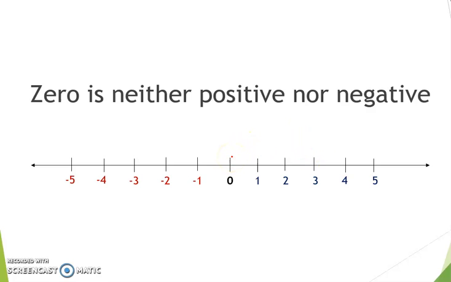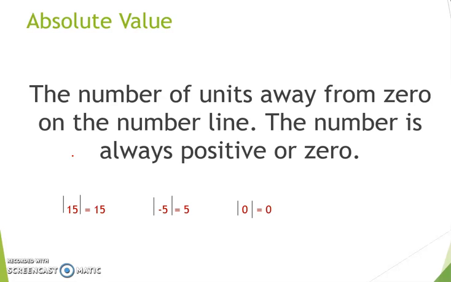Going the opposite way on the number line, if we look at negative 1, the absolute value of negative 1 is 1 because it's 1 unit from 0. If we were to look at negative 5, we would jump 1, 2, 3, 4, 5 units from 0. So the absolute value of negative 5 is 5. Absolute value is always positive or 0.